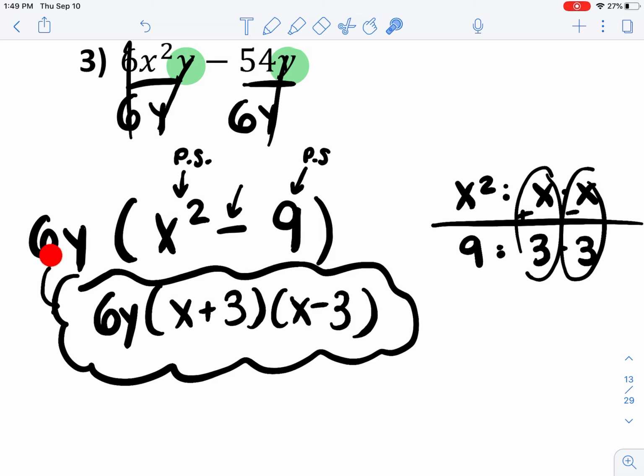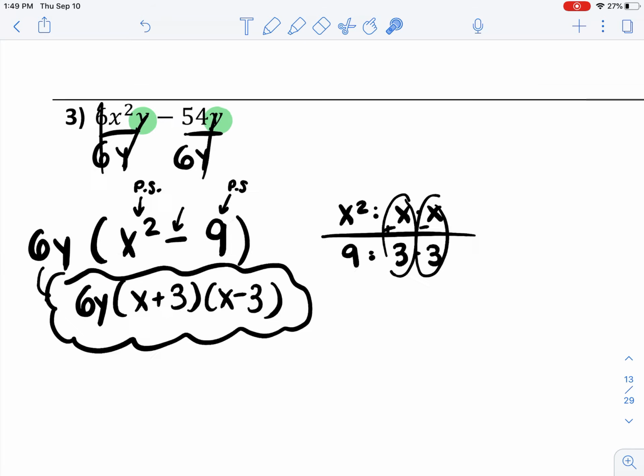So step 1, I had this GCF at the beginning. And then step 2, I had DOPS. And that's how I ended up with this whole answer.